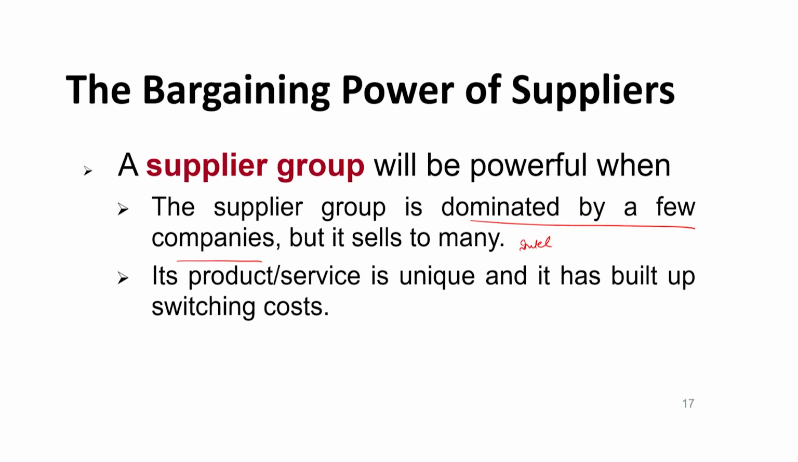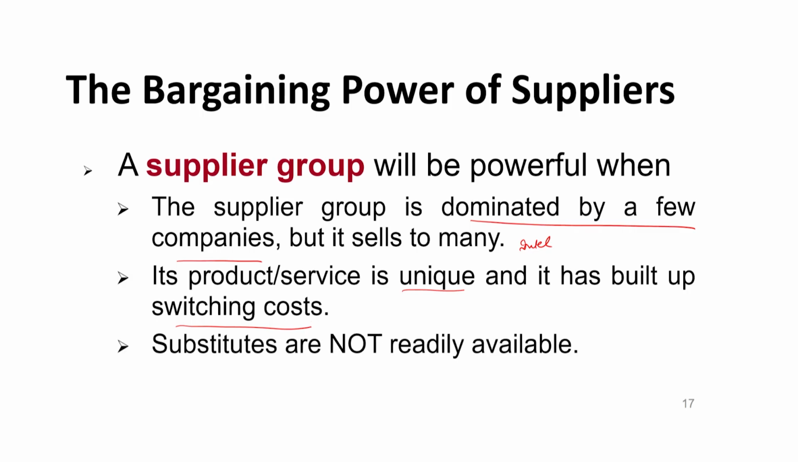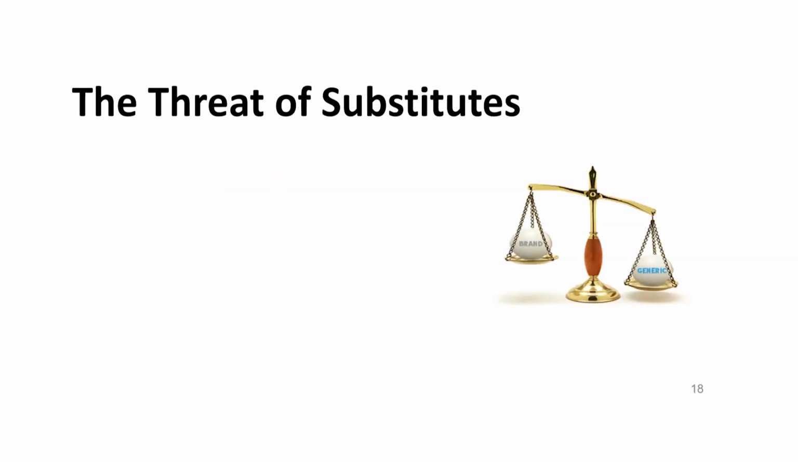When product is something which is unique and has built switching cost, therein also suppliers' bargaining power will be more. And substitutes are not readily available. Example could be electricity. So their bargaining power is definitely more. So that is the third point in Porter 5 forces model.